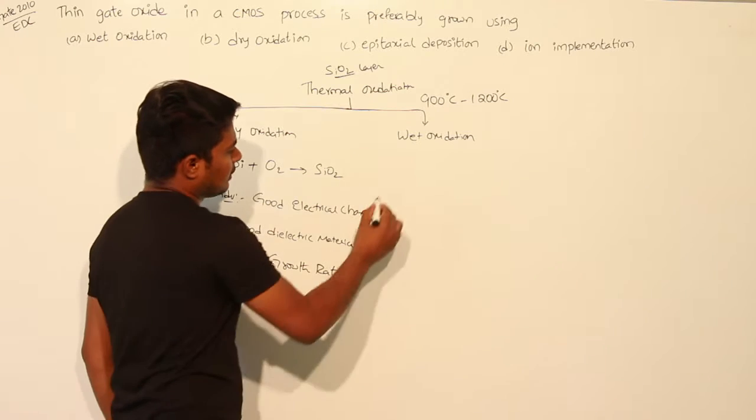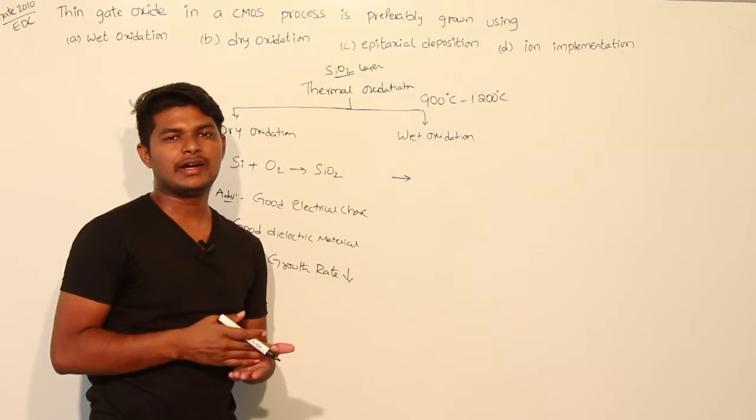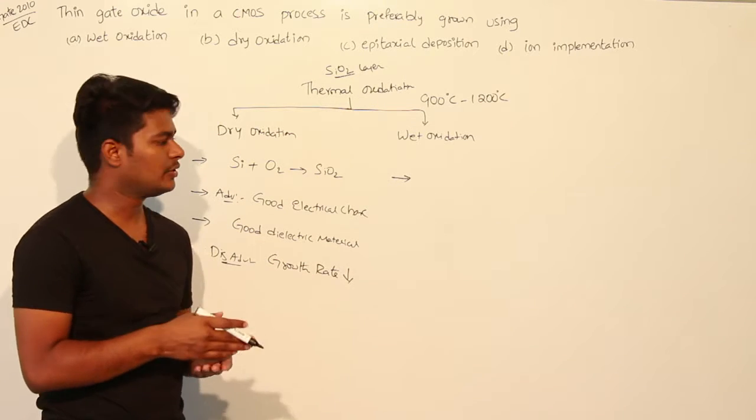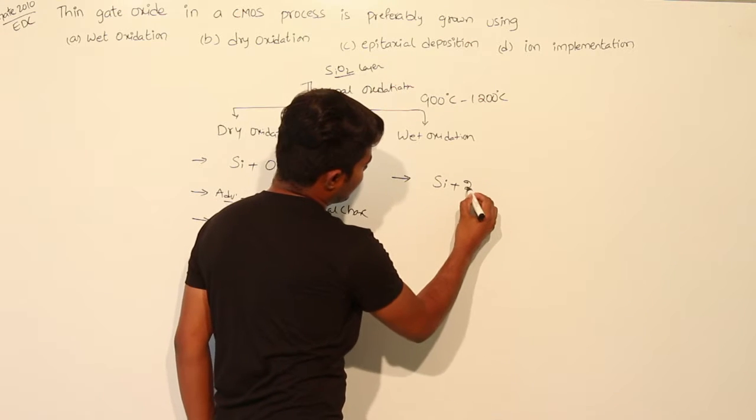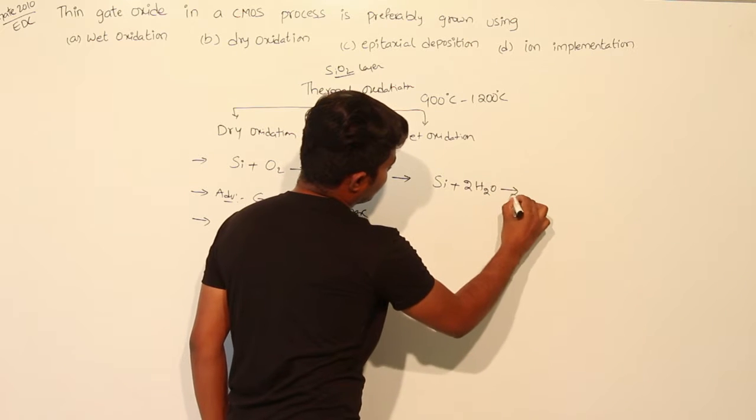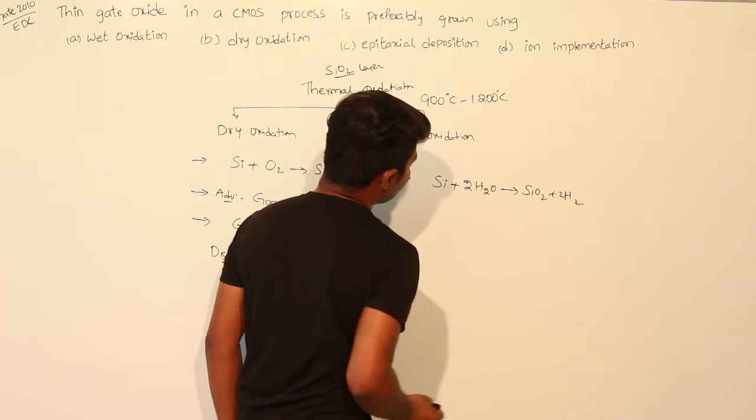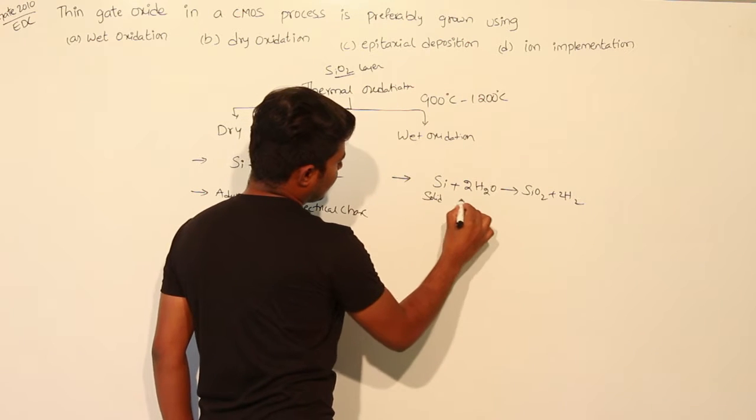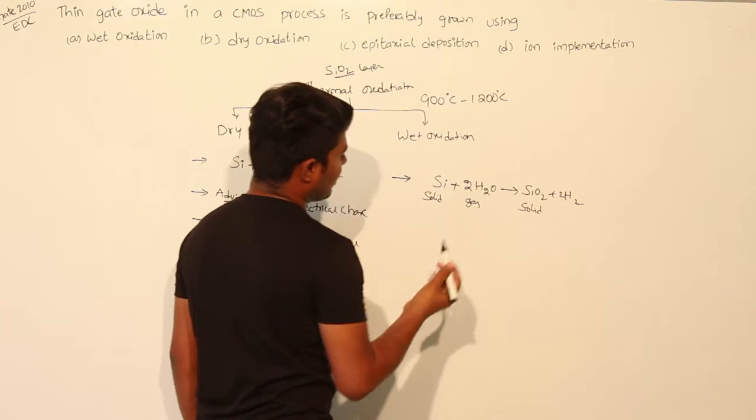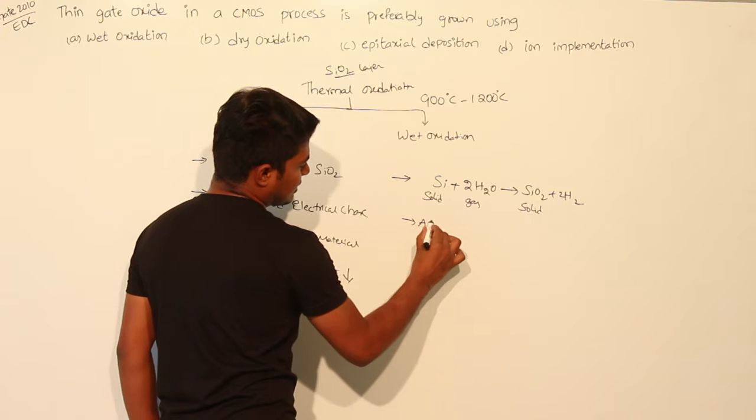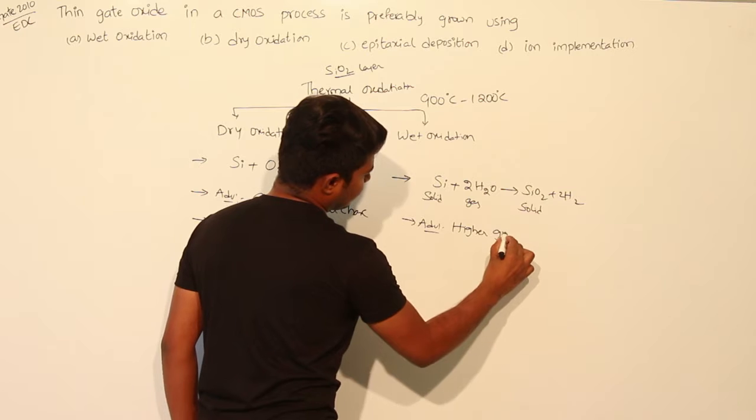Coming to wet oxidation, it is also a process of formation of SiO2 layer where we use highly purified deionized water or water vapor. So silicon plus highly deionized water, 2H2O, gives rise to SiO2 plus 2H2. Here the SiO2 is solid and the hydrogen is gas. We are forming a solid SiO2 layer. The main advantage here is that it has a higher growth rate.